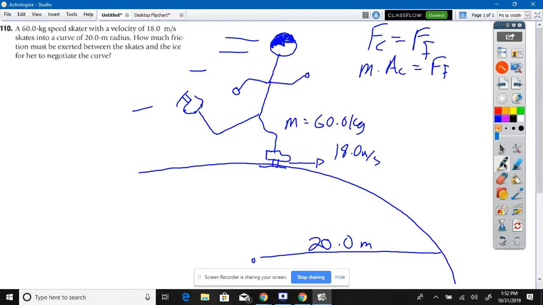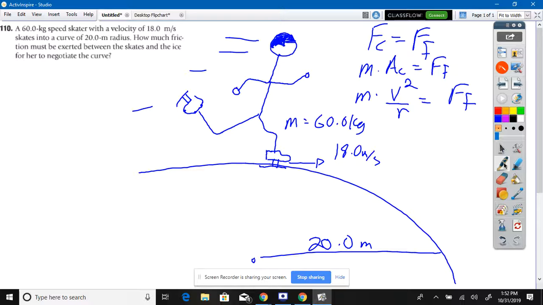Well, how do you calculate centripetal acceleration, Ryan? That's exactly right. Velocity squared divided by r. So you have mass times your velocity squared divided by r is equal to your frictional force in order to get around this circle. Otherwise, he would just slide. Skates would come out from under him and no circle.